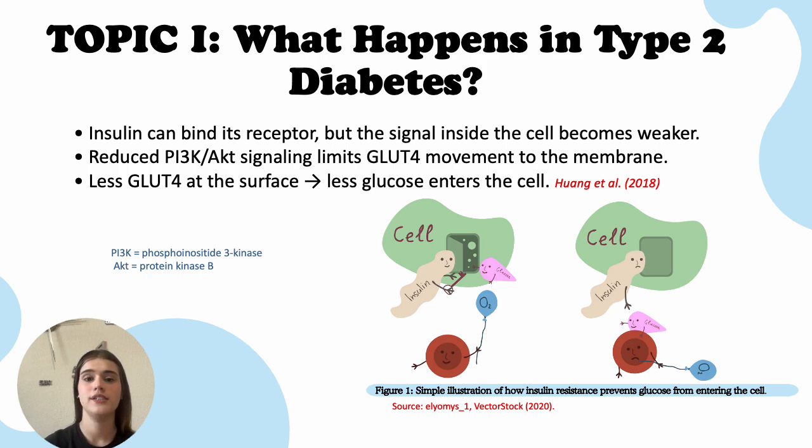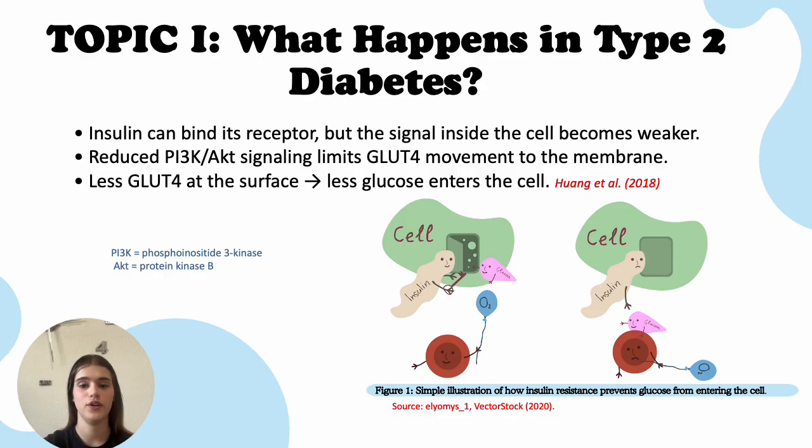PI3K stands for phosphoinositide 3 kinase, and AKT is a protein kinase that helps control glucose uptake. I'm going to call it the PI3K AKT pathway from now on. This pathway becomes weaker, and GLUT4 doesn't reach the membrane. That's basically the core problem.